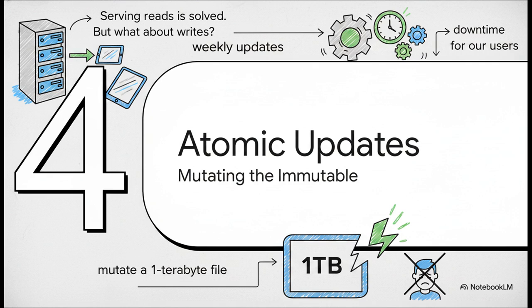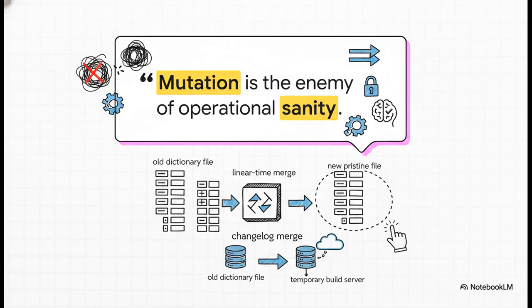Okay, serving reads is solved, but what about writes? We have weekly updates. How do you mutate a 1 terabyte file without causing downtime for the users? The simple answer is, we don't. Mutation is the enemy of operational sanity. Instead, we use a changelog merge.